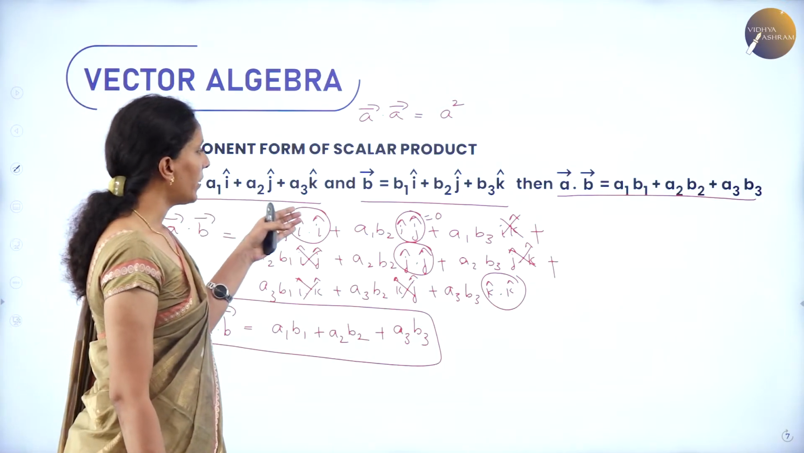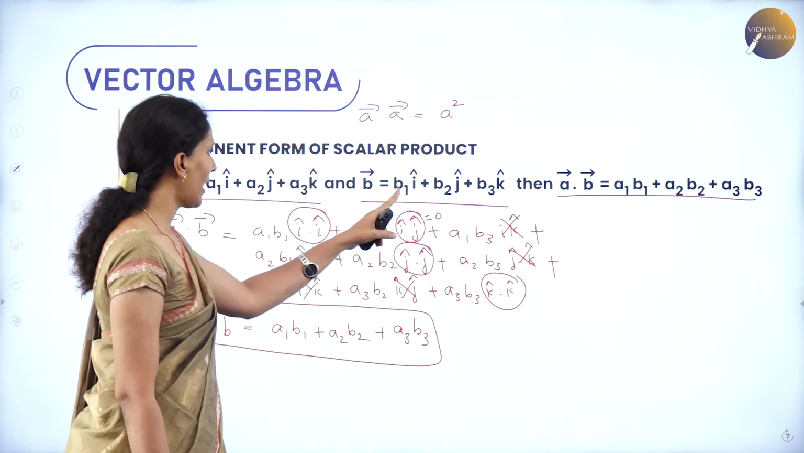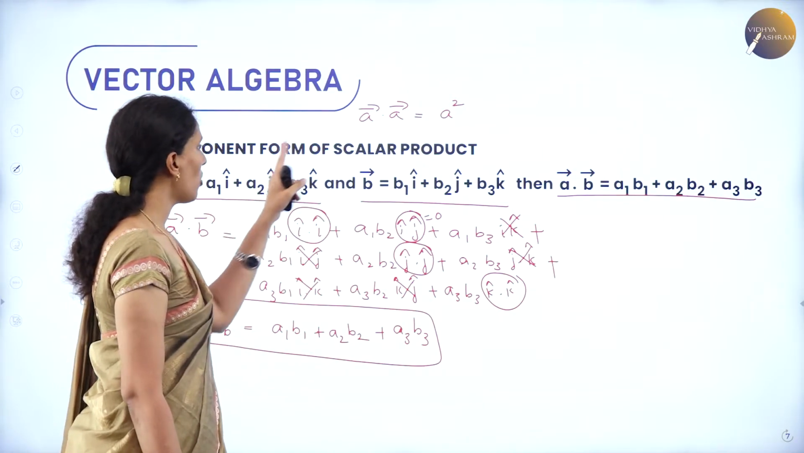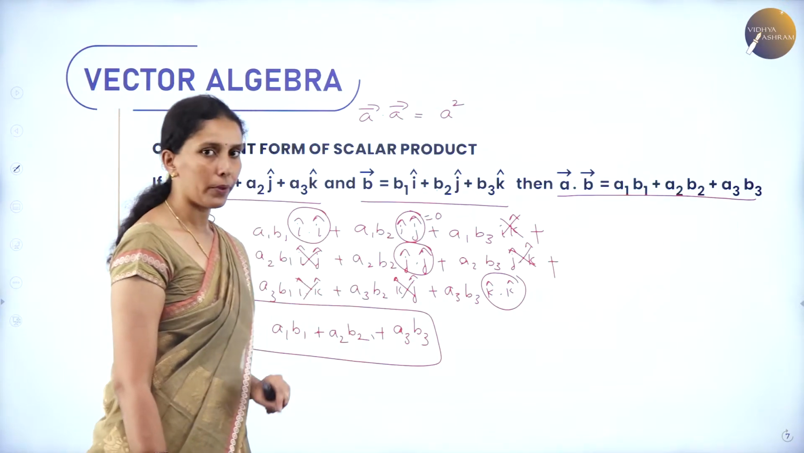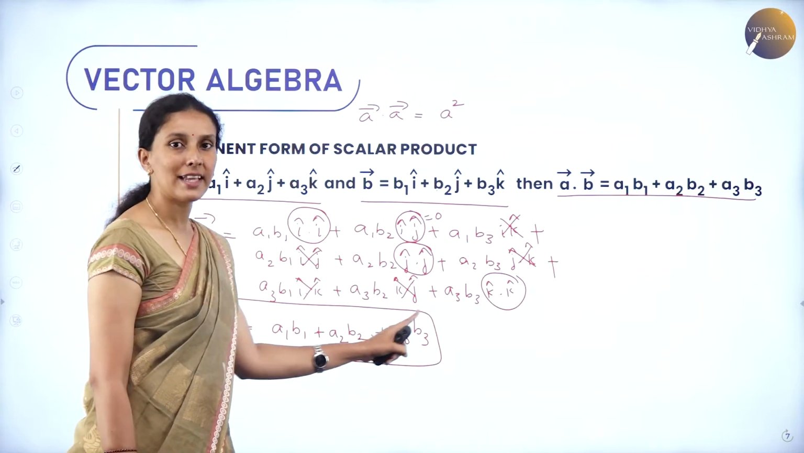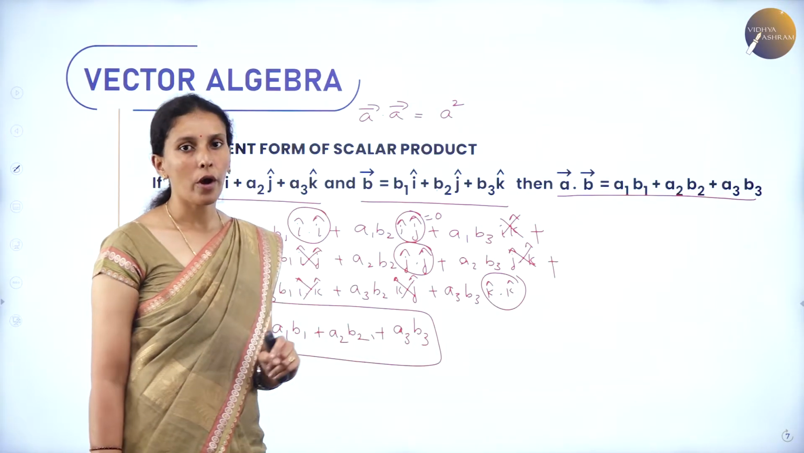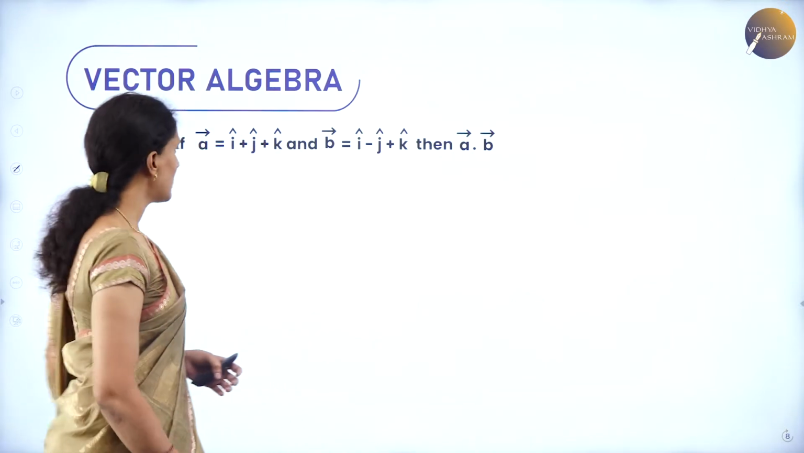Whenever the components of two vectors are given, multiply i component with i component plus j component with j component plus k component with k component. So that is a1 b1 plus a2 b2 plus a3 b3, which is the dot product of the given vectors. Let's move on to the problems now.